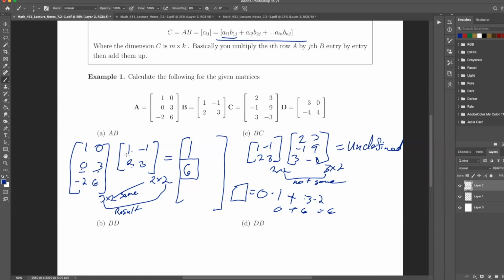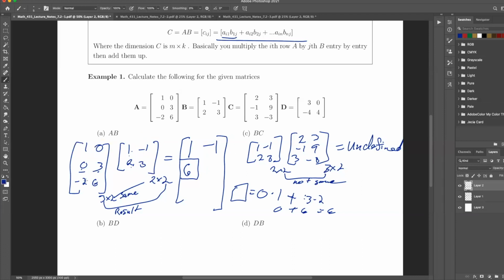When we do that, we'll have 1 times negative 1, which is negative 1, plus 0 times 3, so this is minus 1. Once again, let me do this in red. I'm taking these and multiplying them by those. This times this gives me negative 1, plus this times this, which is 0.